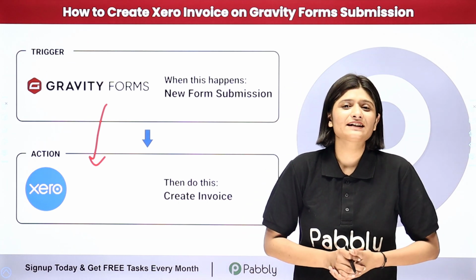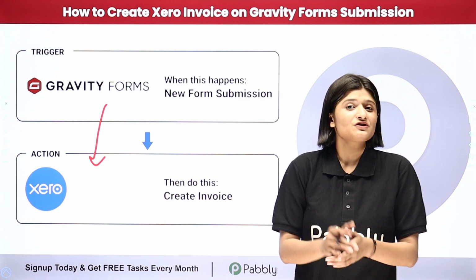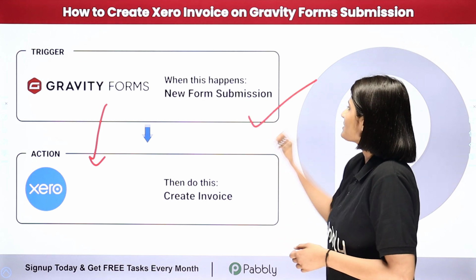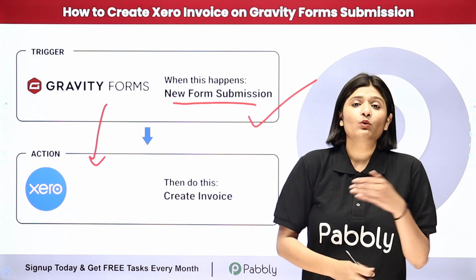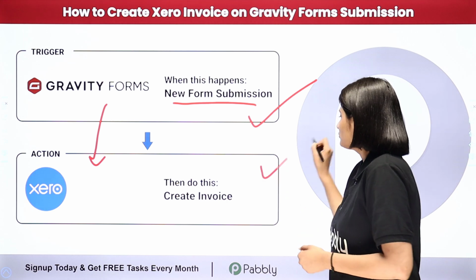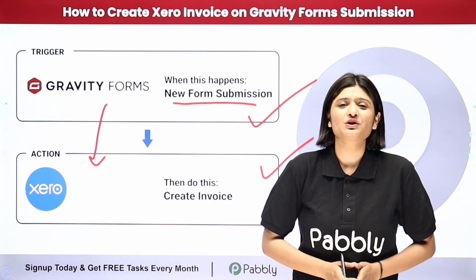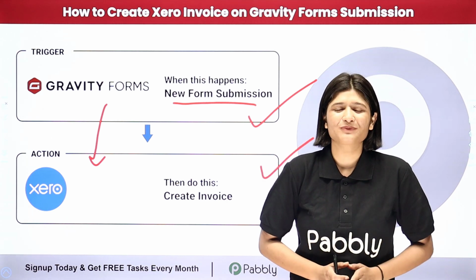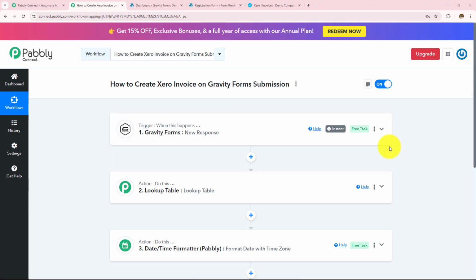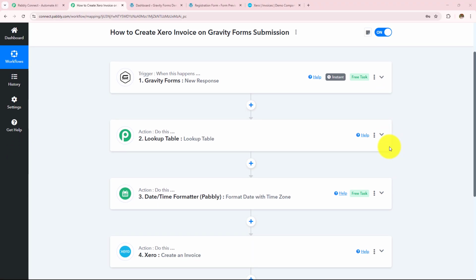With the help of Pabbly Connect, I am going to build this connection in such a way that whenever there is a new form submission in my Gravity Forms, an invoice will be automatically created in my Xero. Now if you want to learn this amazing automation step by step, then let me take you all to my screen. In this video, we are going to see how to create Xero invoice on Gravity form submission.